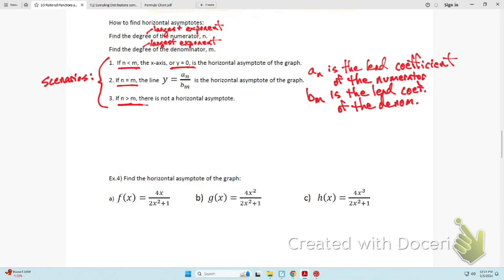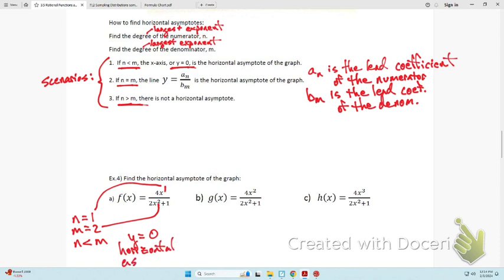So on 4a, n is 1 because there's an imaginary 1 right there. M is 2. So n is less than m, that is scenario number 1. That means y equals 0 is the horizontal asymptote.